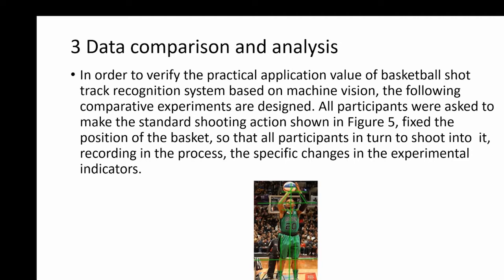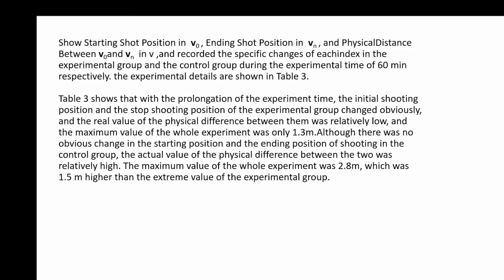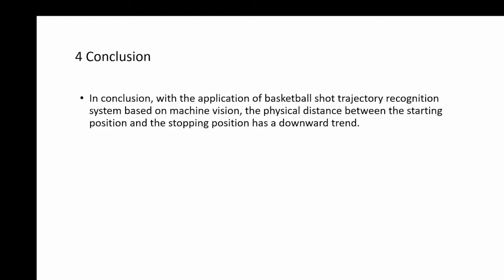Recording in the process the specific change in the experimental indicators. Four. Conclusion. In conclusion, with the application of the basketball shoot trajectory recognition system based on machine vision, the physical distance between the starting position and the stopping position has a downward trend.